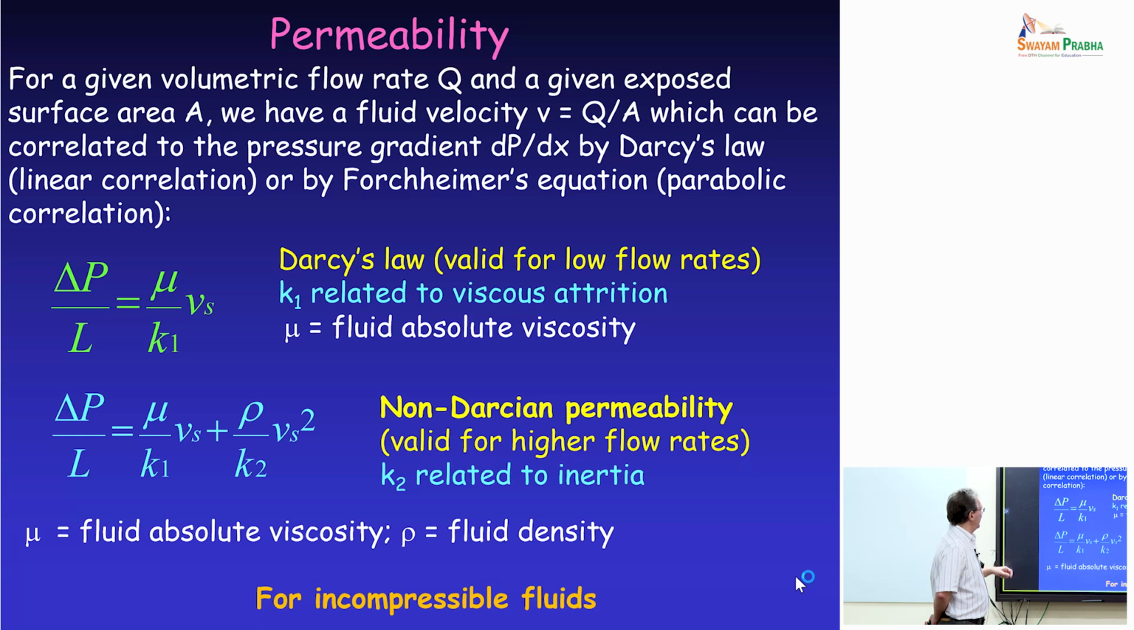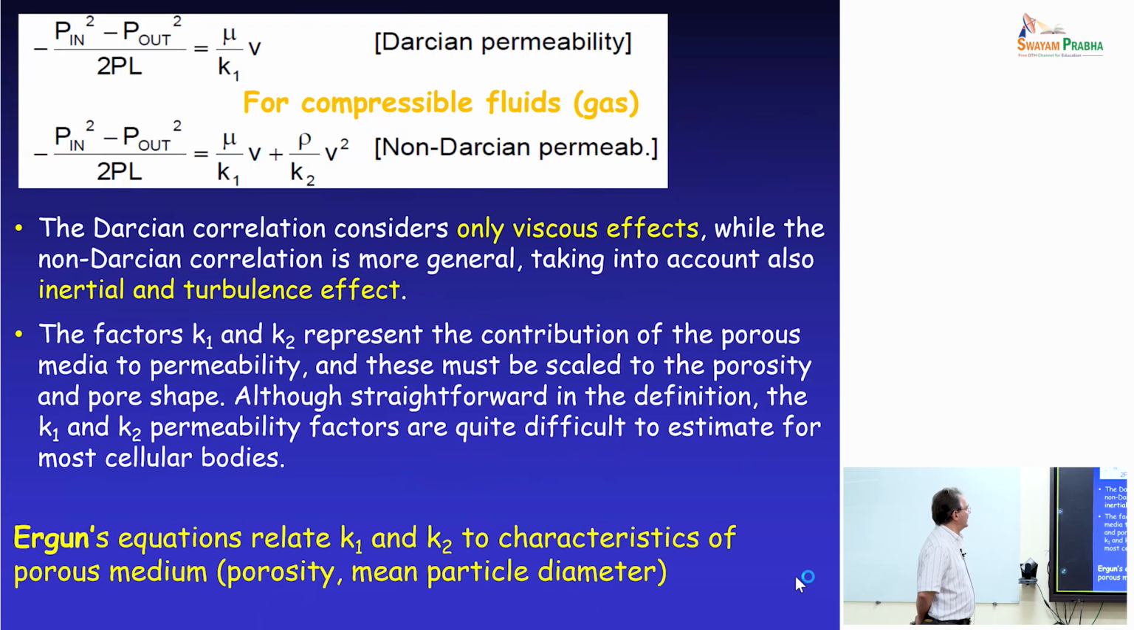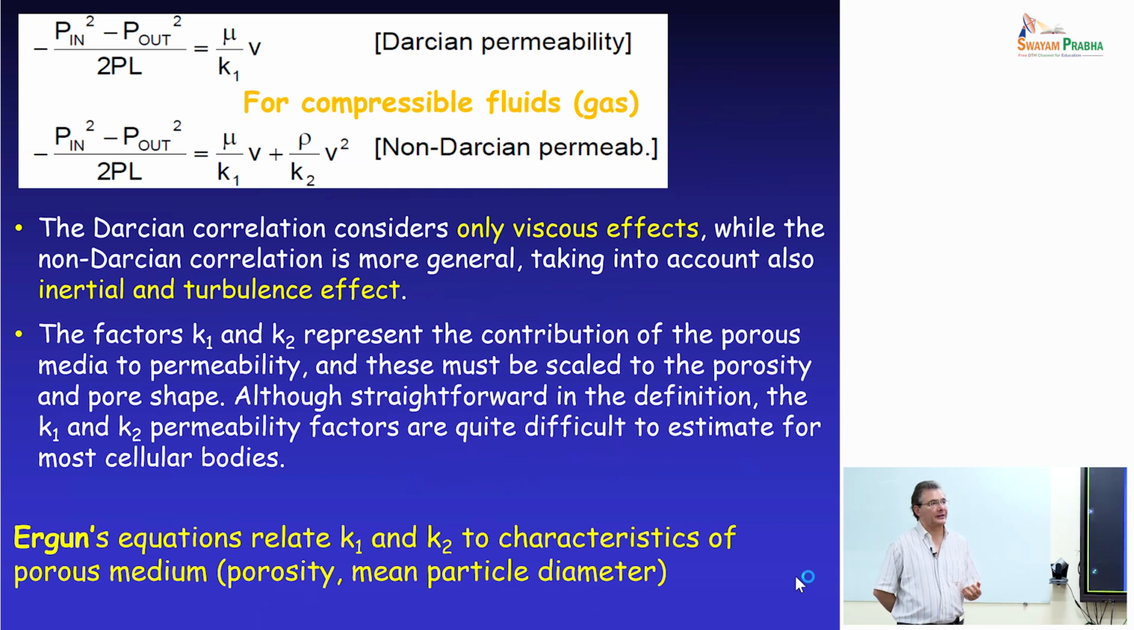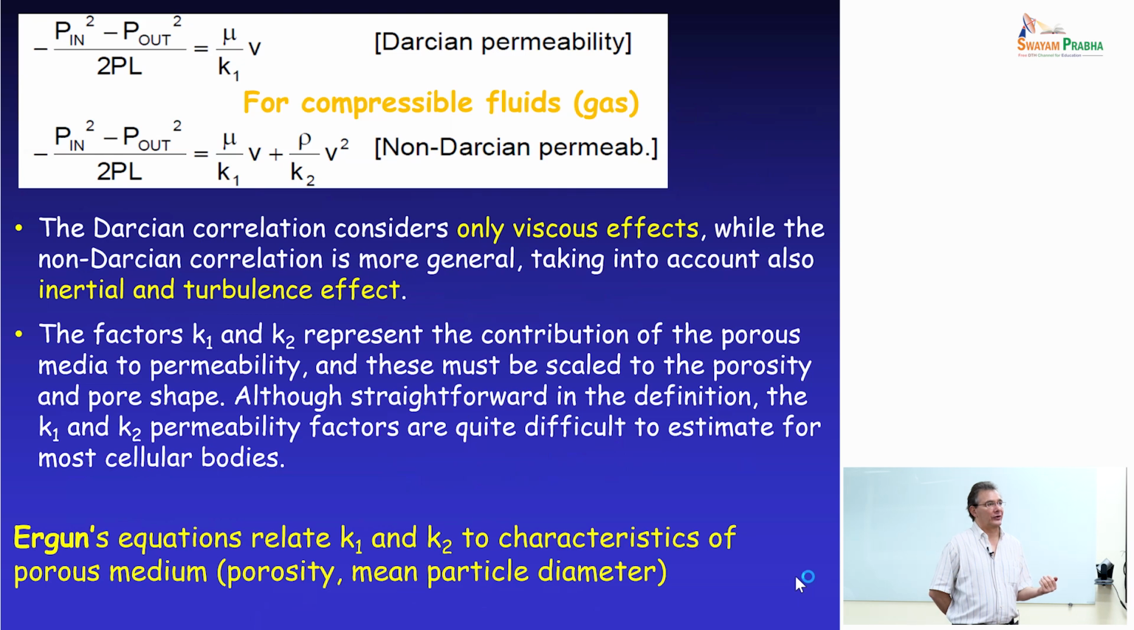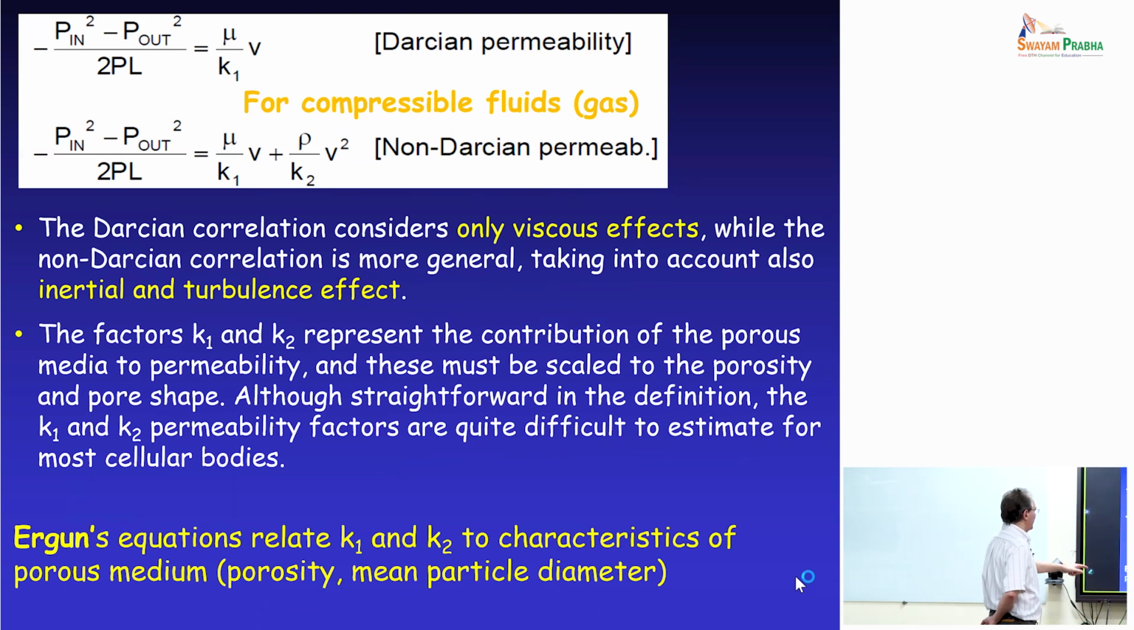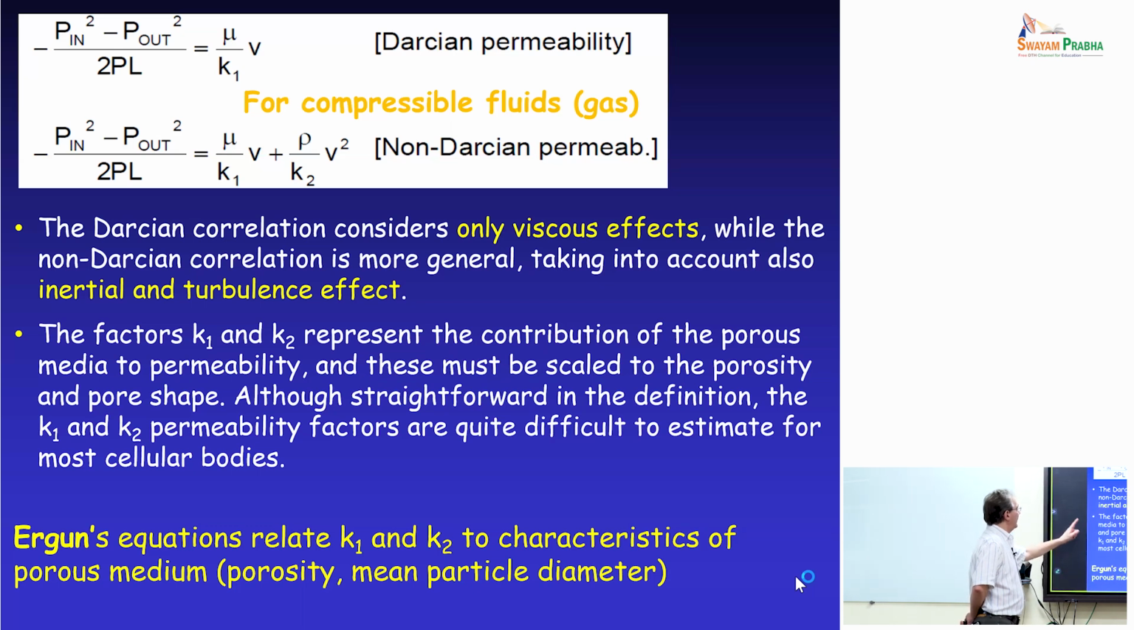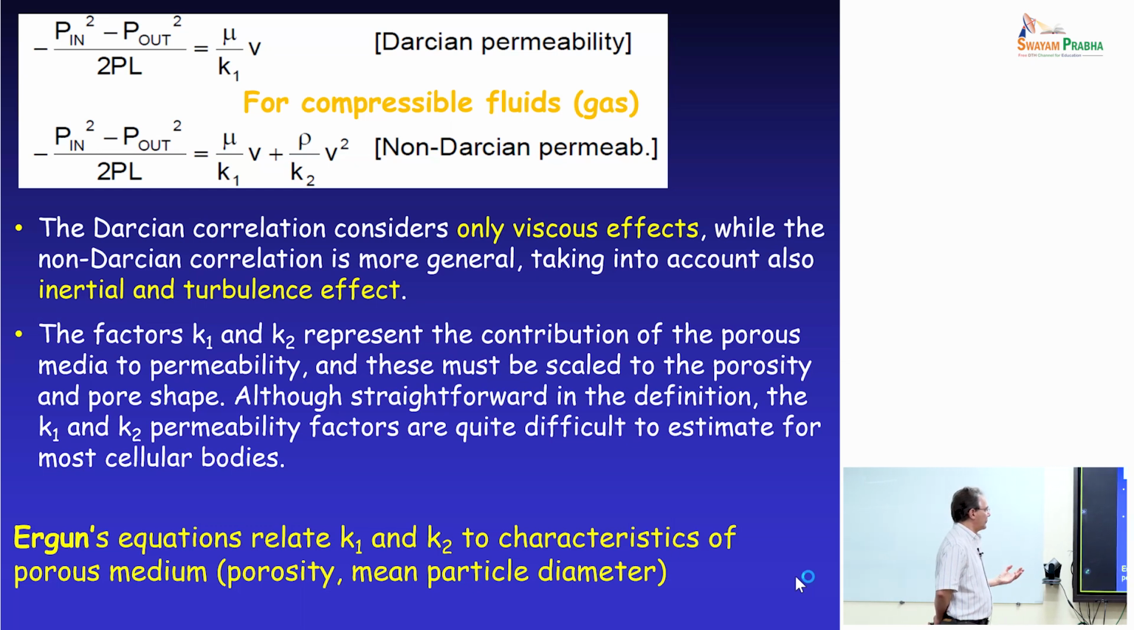And Ni is the velocity. And for higher flow rates, you have non-Darcian permeability. And you can come up with different formulas, and the Darcian correlation considers only viscous effects, while the non-Darcian correlation is more general and takes into account inertial and turbulence effects. You can also use Ergun's equation to relate the K1 and K2 parameters to the characteristics of the porous medium, for instance, the porosity and the mean pore dimension.